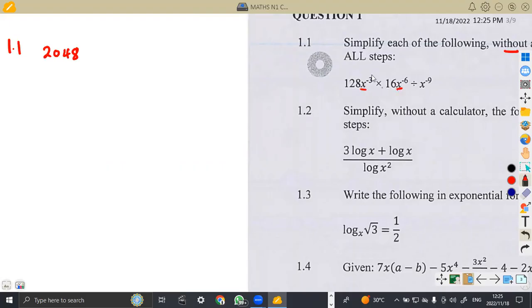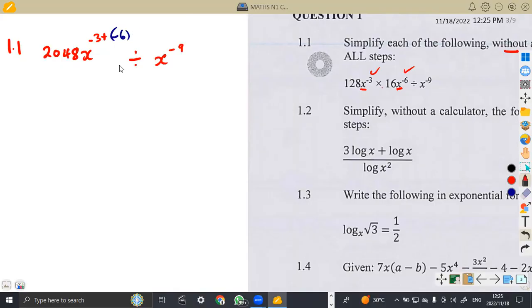So we are going to add the exponents, which is minus 3 and minus 6. So it's going to be x to the exponent of minus 3 plus minus 6, which is the other power or the other exponent here. We're going to add this. Still, we are dividing. So don't forget here that we are dividing by x to the exponent of -9.